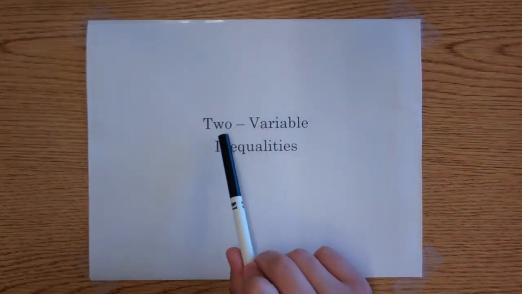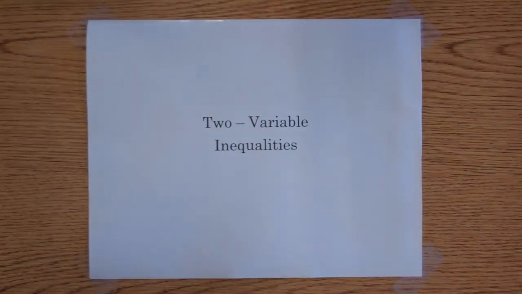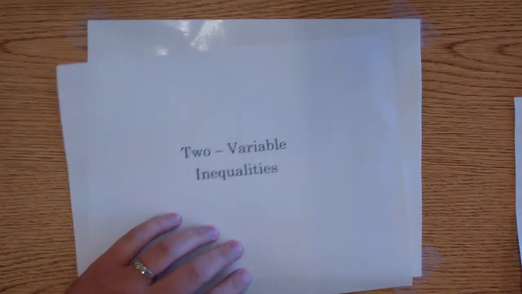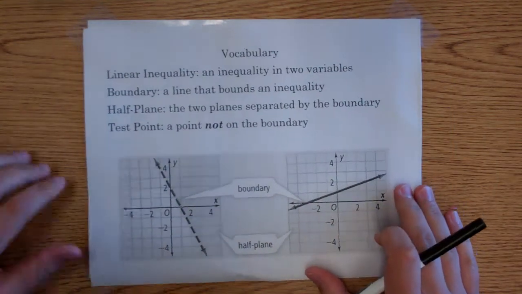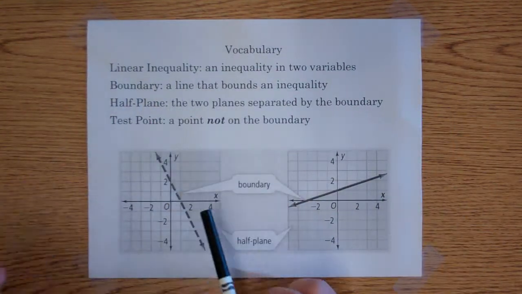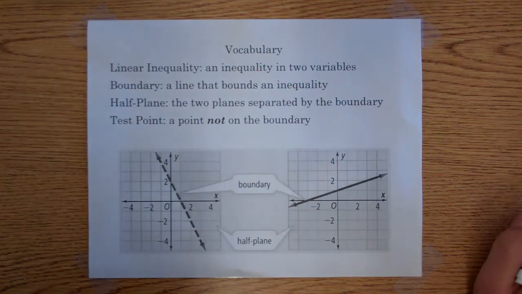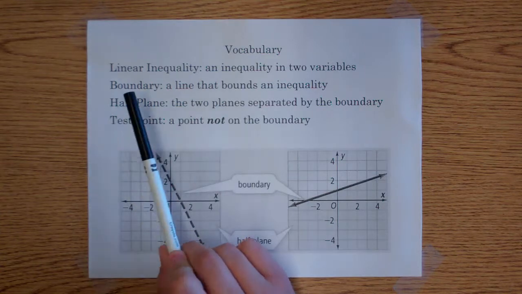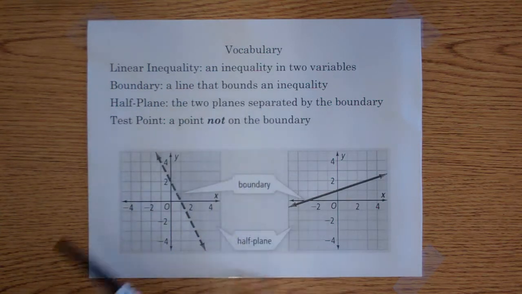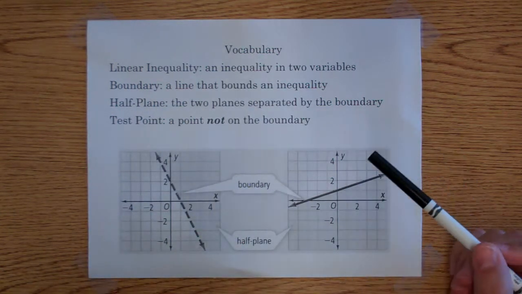All right, in this video, we're going over two-variable inequalities. All right, here's your vocab. First word, linear inequality. Basically, an inequality with two variables. Second one, boundary, a line that bounds an inequality. And I got a picture down here.